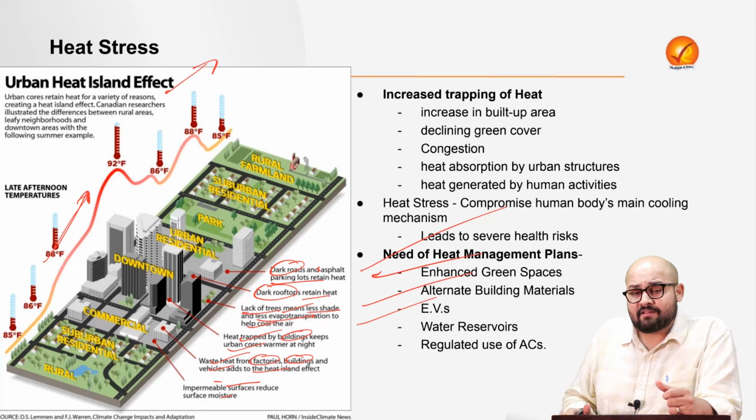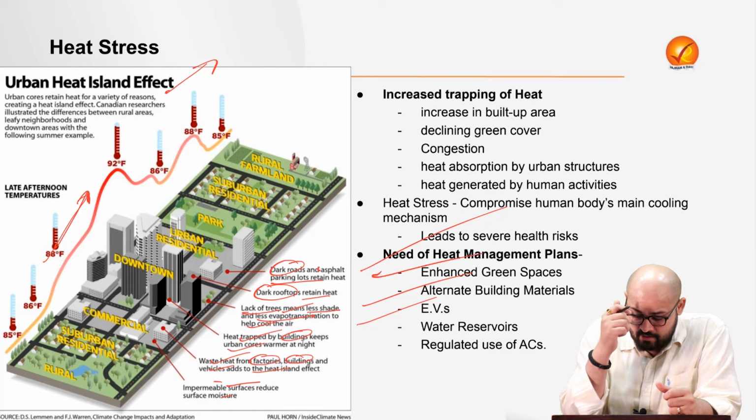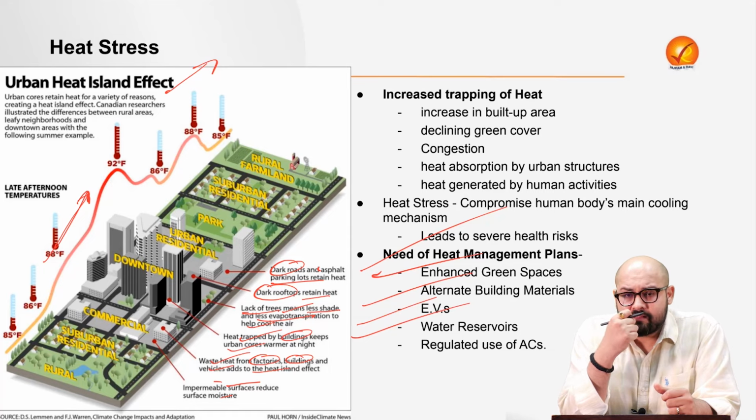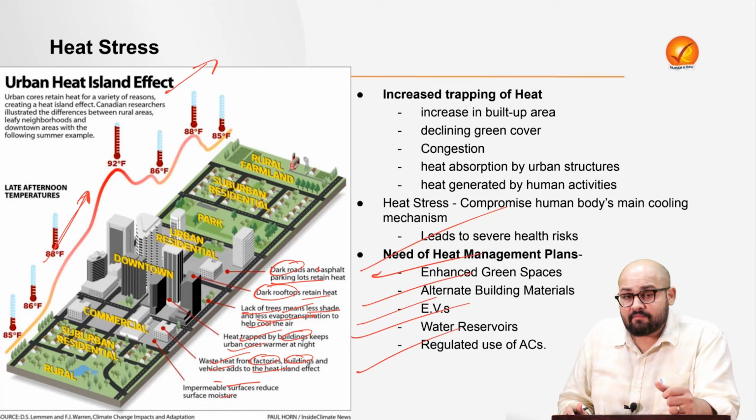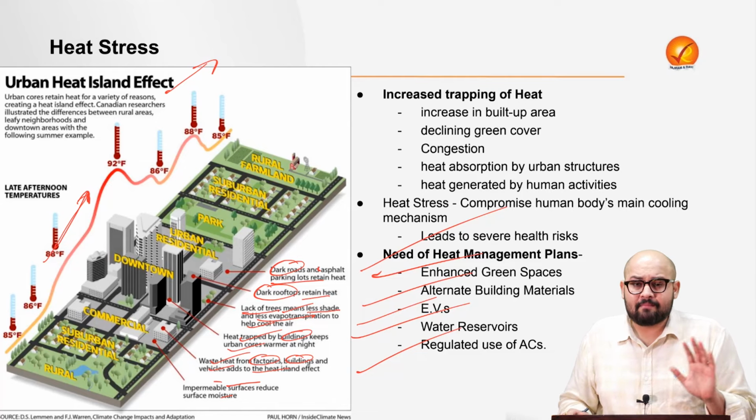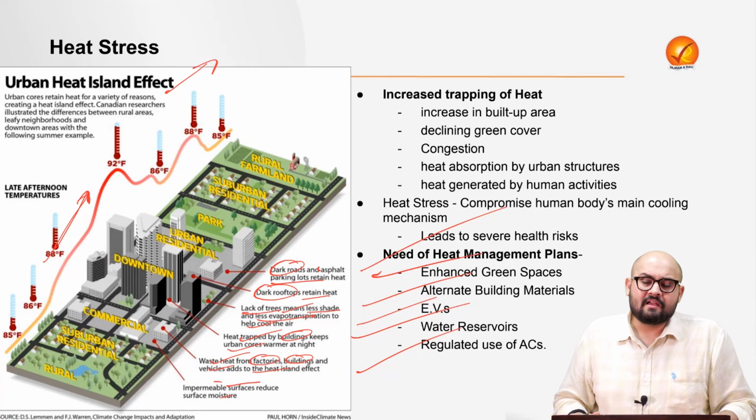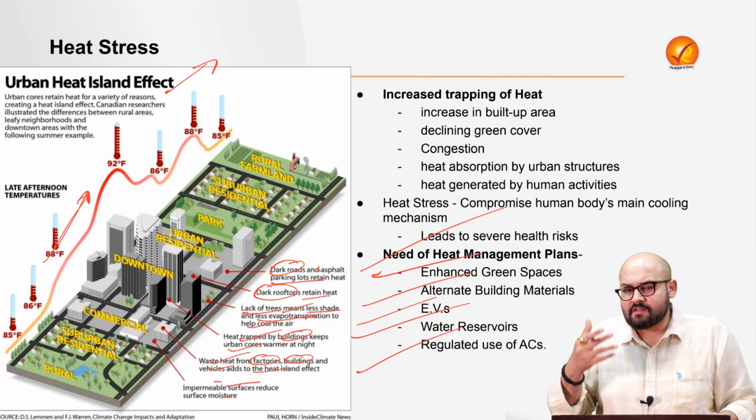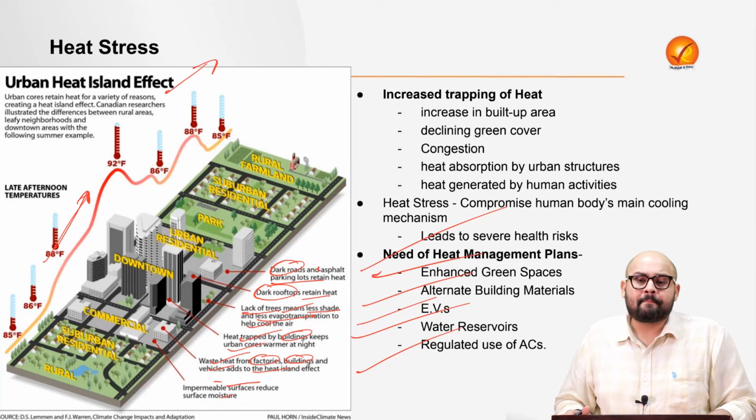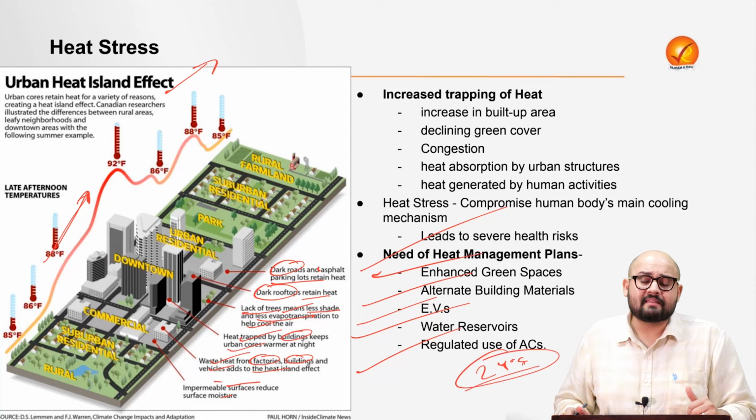Then we need to use electric vehicles, right? So that they don't contribute to the vehicular pollution. Next, there needs to be water reservoirs so that they can absorb the excess heat. Then we should regulate the use of air conditioners. See, air conditioners are one of the prime reasons for the heat which is exhausted in the urban areas, right? The warm heat comes out from the compressor. There is a proposal that the minimum temperature of the ACs should be 24 degrees Celsius. It should not be lesser than that, right?